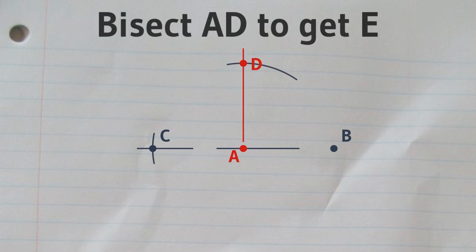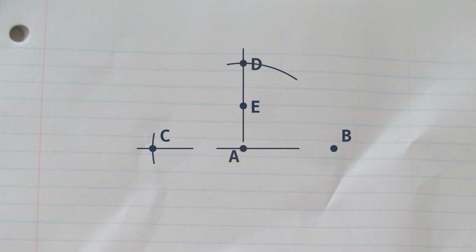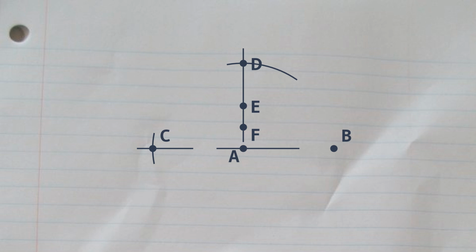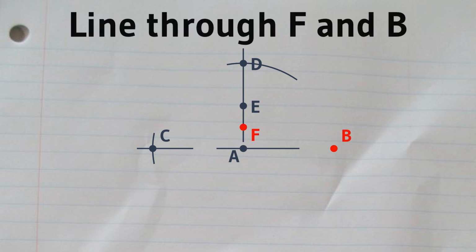Now we bisect the line segment AD to get the midpoint, which we'll call E. Now you bisect a new line segment AE to get F. That's a quarter of the way up the radius of the circle. Now we draw the line through F and B.